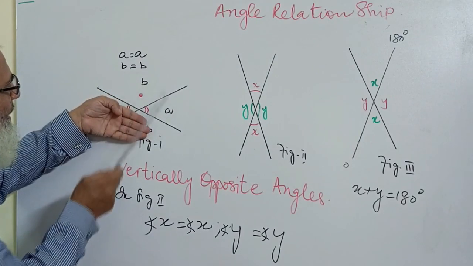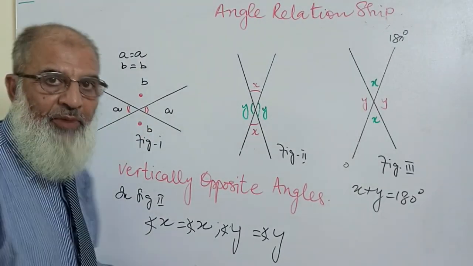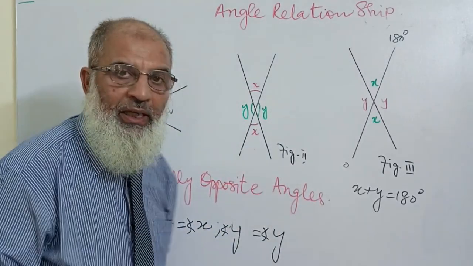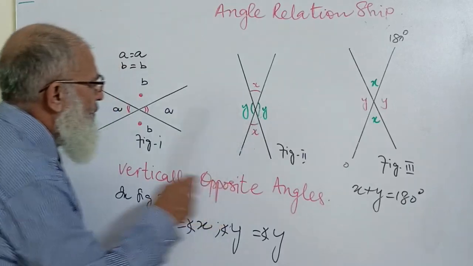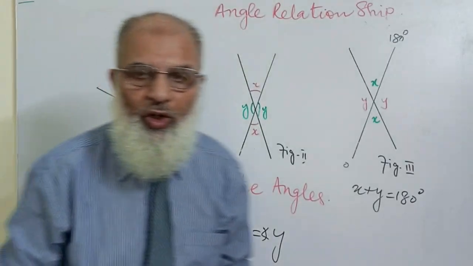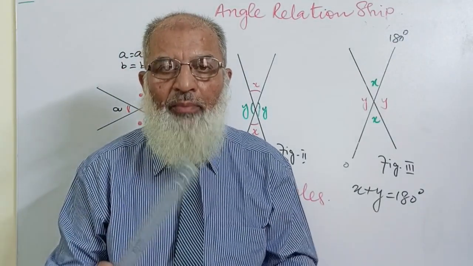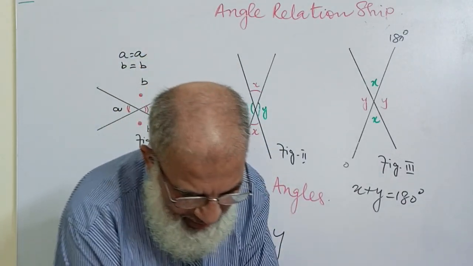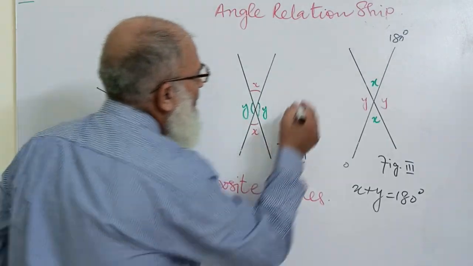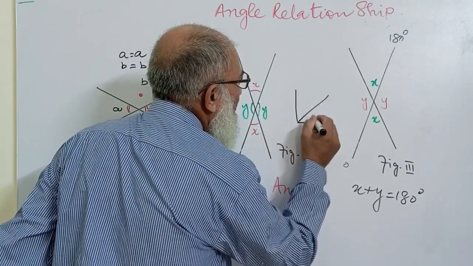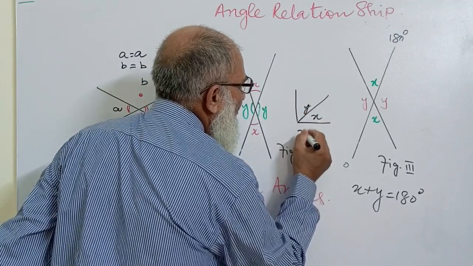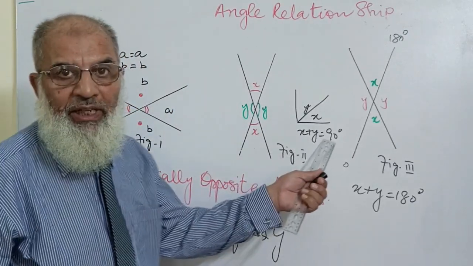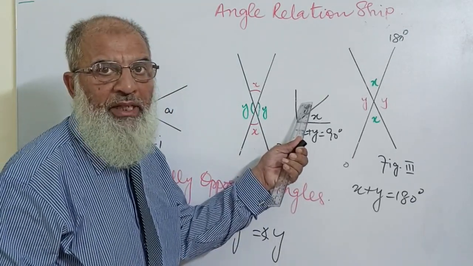And A plus B are also supplementary angles. Okay, supplementary angles, not complementary angles. In all the examples I have told you complementary angles, which is wrong. Complementary angles consist of 90 degrees. Let me tell you that a complementary angle is this: when x plus y is equal to 90 degree, then these are said to be complementary angles.